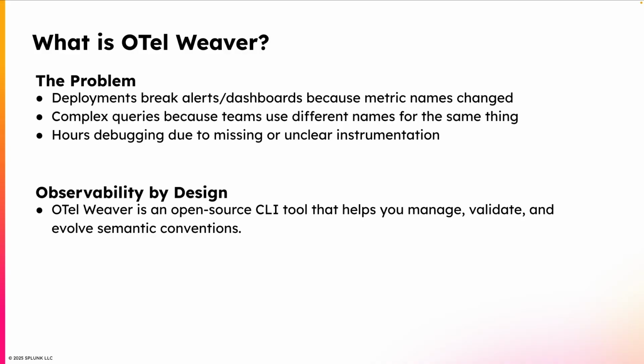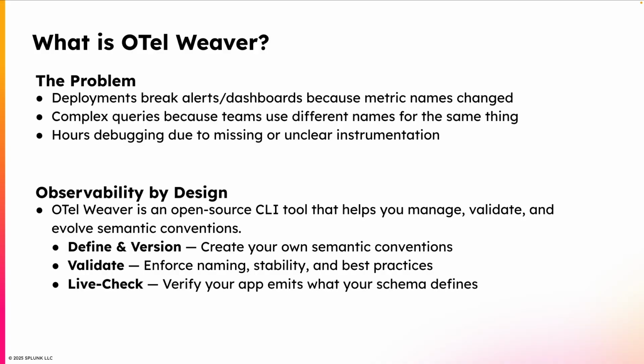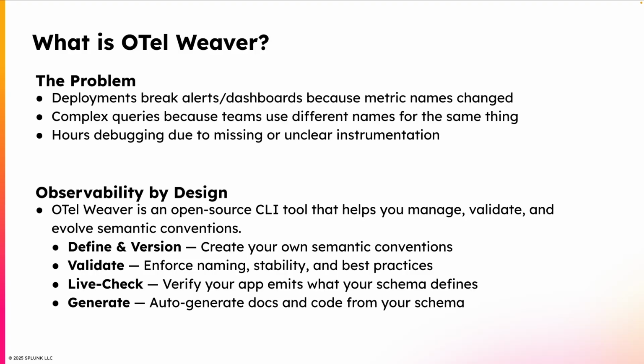It's an open source CLI tool that helps you manage, validate, and evolve OTel semantic conventions. With OTel Weaver, you can define and version your own semantic conventions and enforce naming, stability, and best practices. The CLI tool also provides a command called live check, which allows you to verify that your application emits what your schema defines. And Weaver can auto-generate docs and code based off of your schema. It can track diffs between versions of your schema and detect breaking changes. With that, let's see a quick demo of OTel Weaver in action.